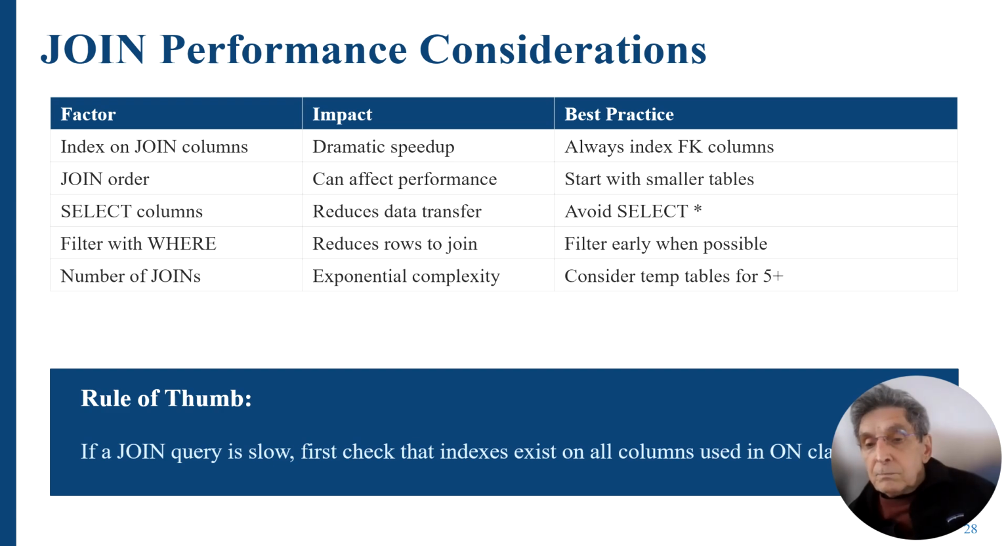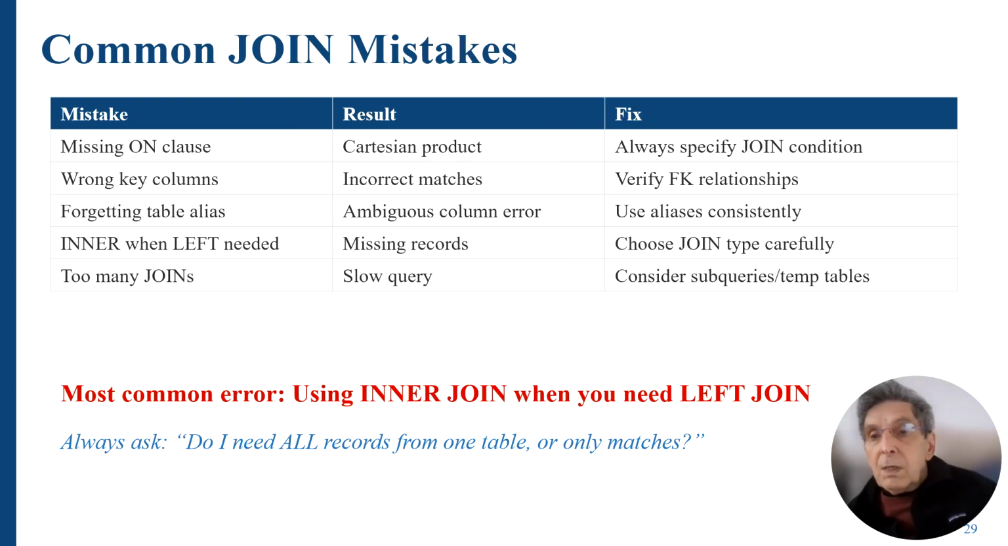Let's talk about mistakes that I see quite frequently. Missing the on clause creates an accidental cross join, producing a massive Cartesian product. Always specify your join condition. Using the wrong key columns produces incorrect matches. Verify your foreign key relationships before you write your query.